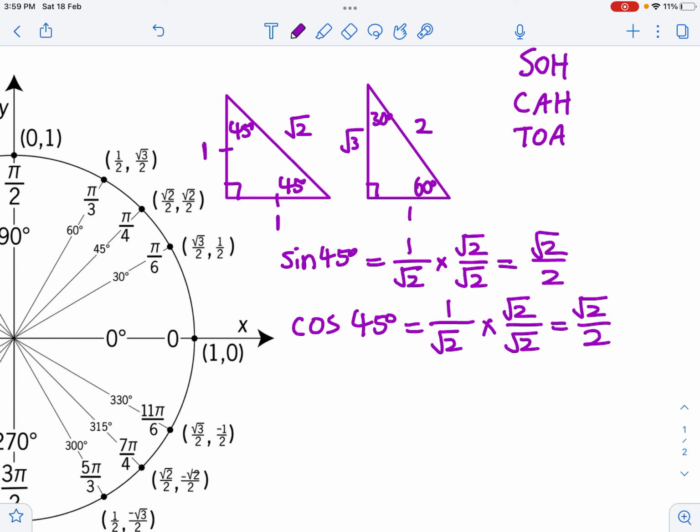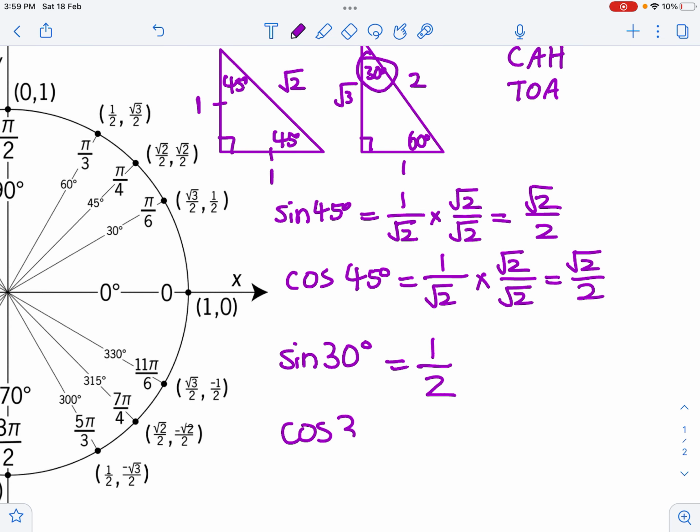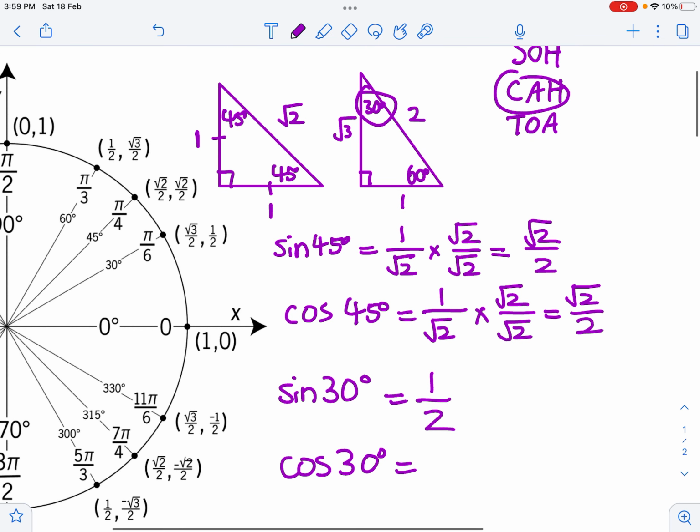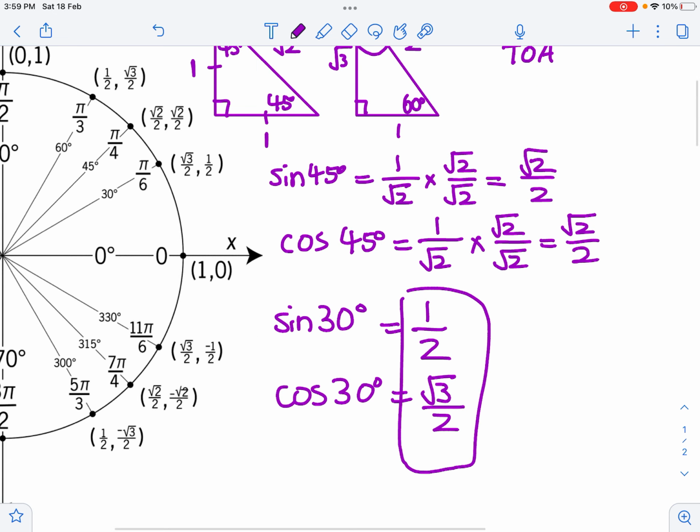Now, let's say I want to focus on the 30 degree, then I have to focus on this triangle, which is the 60 degree, 30 degree triangle. I want to know sine of 30 degrees. Again, let's take a look at SOH, which is opposite over hypotenuse, which is 1 over 2. Now I want to know cosine of 30 degrees, which is CAH, which is adjacent over hypotenuse. And adjacent is square root 3. Hypotenuse is 2.